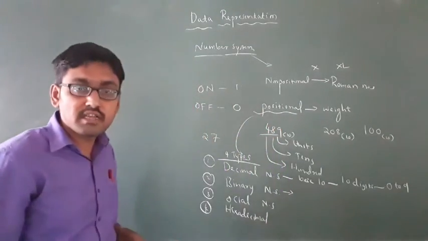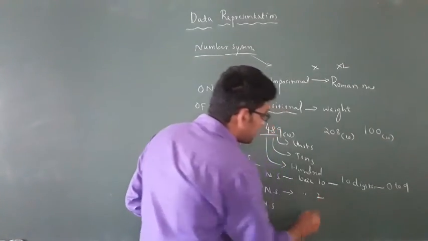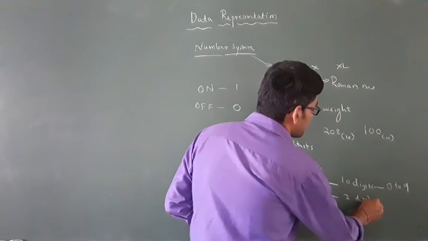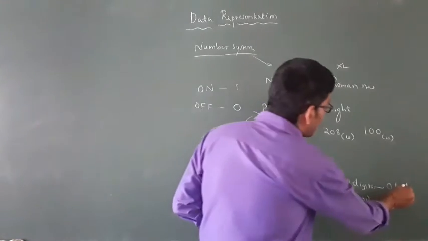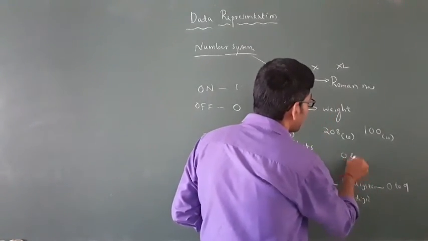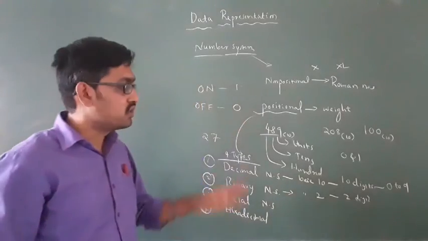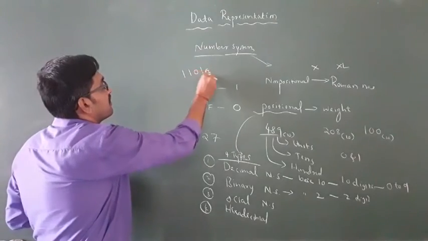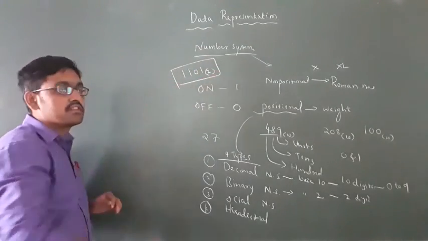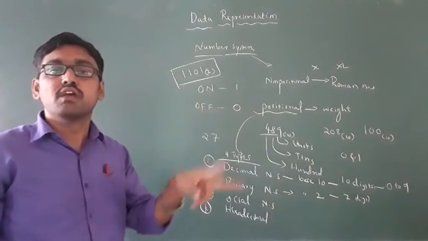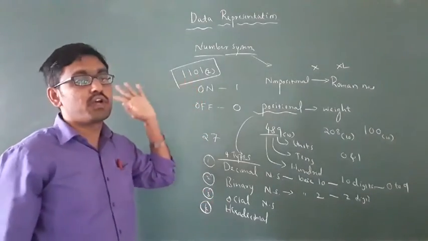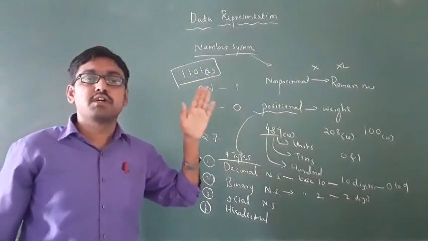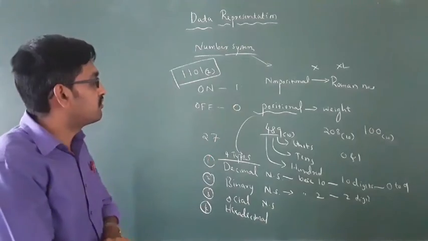The binary number system has base 2. It always has only 2 digits, that is 0 and 1. Last class we discussed this. For example, 1101 is a binary number, which includes only the digits 0 and 1. Whatever has base 2 is nothing but the binary number system. Got it? You have to remember this.